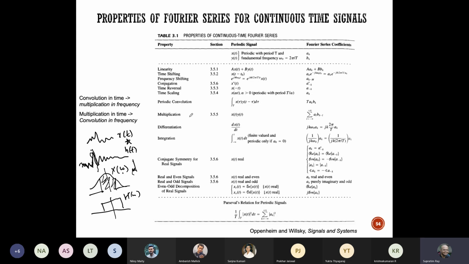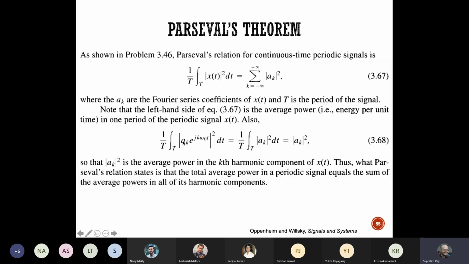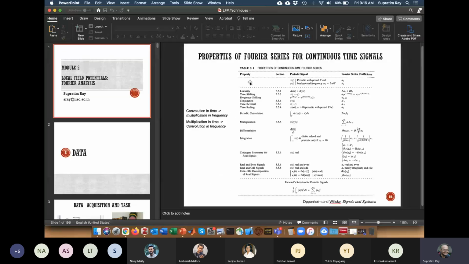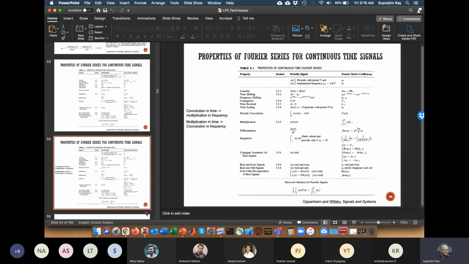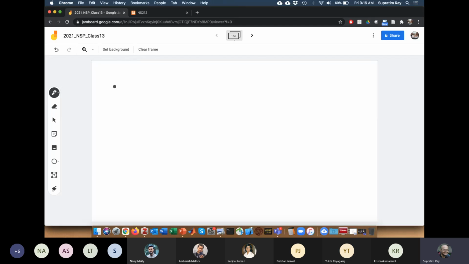This one I'm going to prove today in class, and we will see that it very nicely relates to this also, which is another very important property. Okay, so let's see the proof. Let me discard this here, and I'll try to prove this on the board.